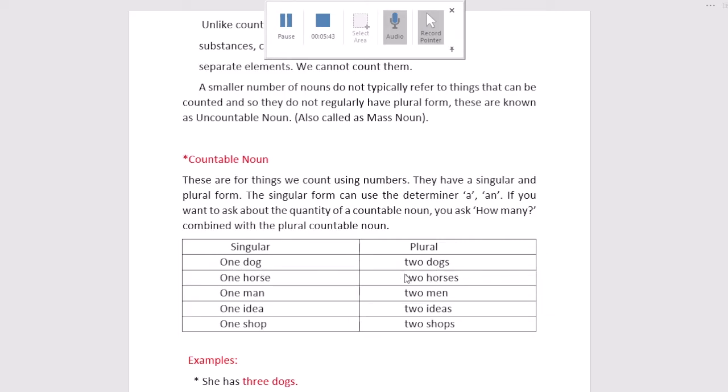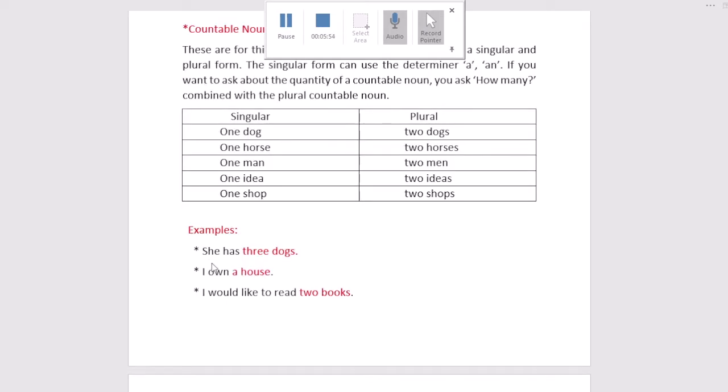Two dogs, I have two dogs, more than one dog at my house. One horse, two horses, one man, two men, one idea, two ideas, one shop, two shops. Look at the examples next. She has three dogs, more than one, and dogs is in plural form. I own a house, I have my own house. A house, one single, so house is not in plural form. I would like to read two books, more than one, and books is in plural form.